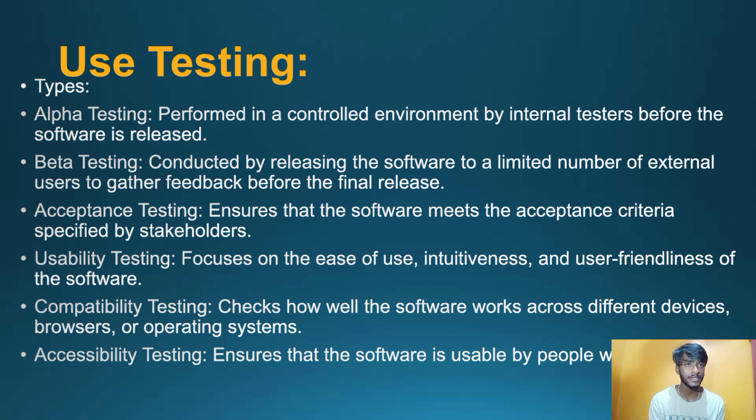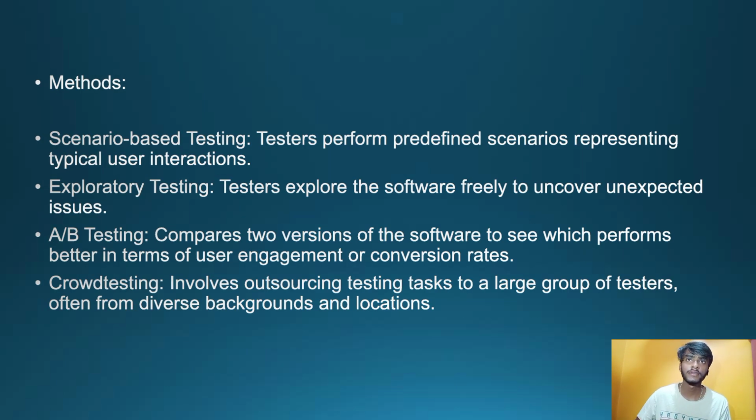Compatibility testing checks how well the software works across different devices, browsers, and operating systems. Accessibility testing ensures that the software is usable by people with disabilities. Now let us see what are all the methods: scenario based testing, exploratory testing, A/B testing, crowd testing. Scenario based testing performs predefined scenarios representing typical user interactions. Exploratory testing: testers explore the software freely to uncover unexpected issues.